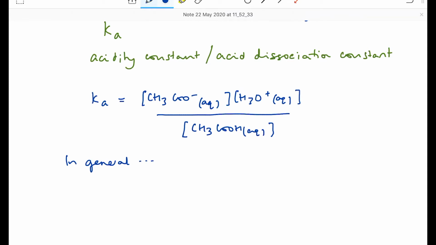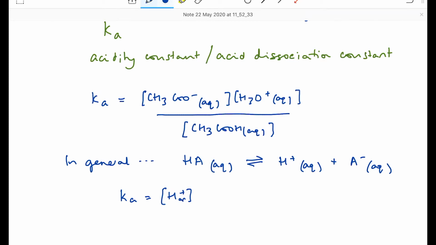In general, where we have got our acid as HA, and we can simplify it to dissociate to form H plus ions and A minus, then we can say that Ka is equal to the hydrogen ion concentration, the anion concentration, divided by the concentration of the undissociated acid.